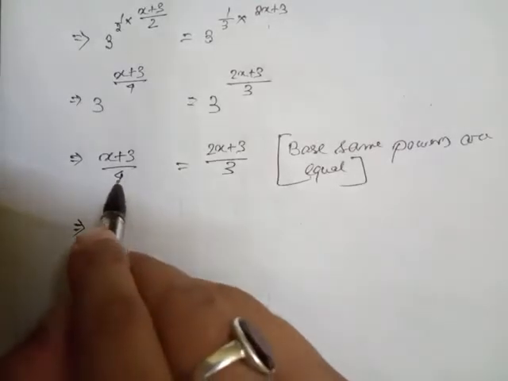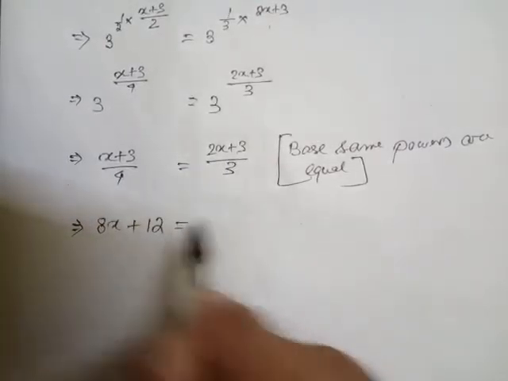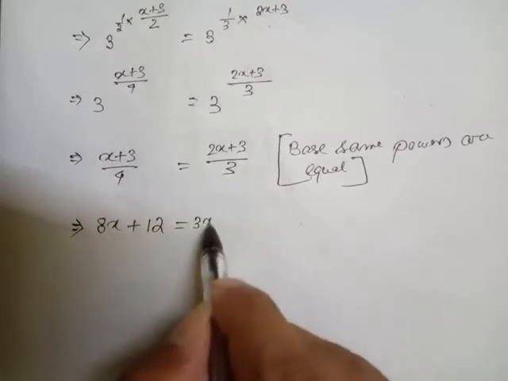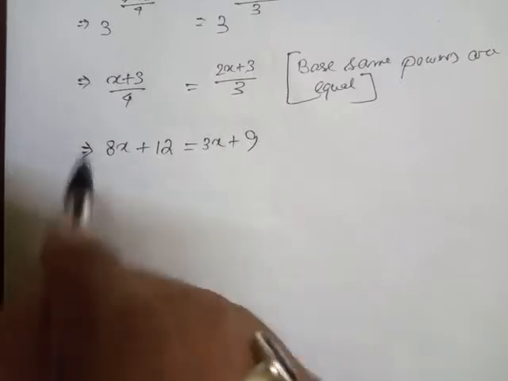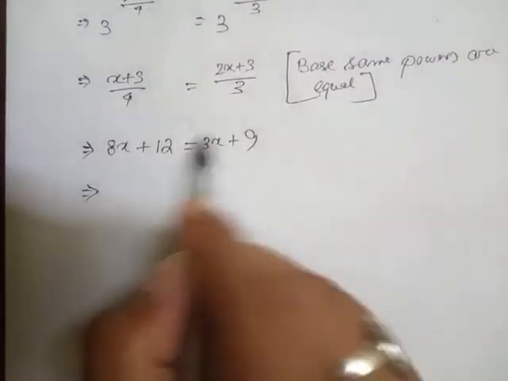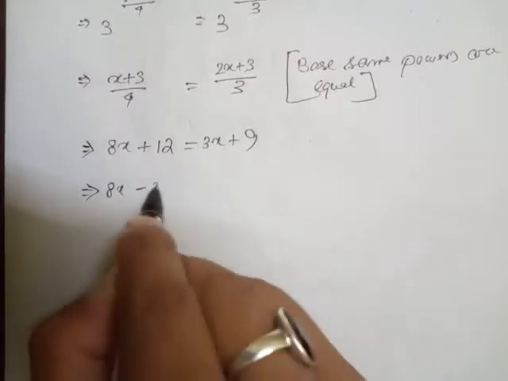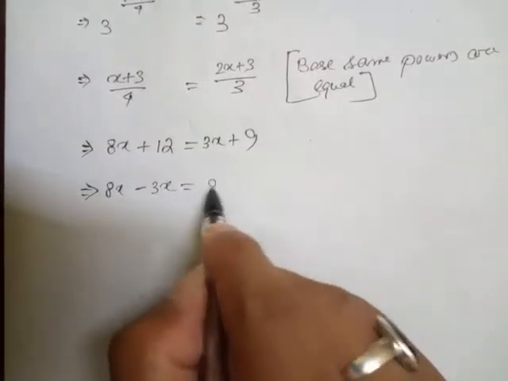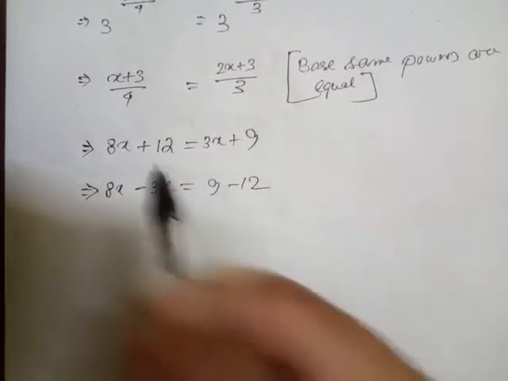So 4 into 2x is 8x, and 3 into 4 is 12. 3 into x is 3x, 3 into 3 is 9. Now look, student, after that I am just going to transfer the variable to one side. So 8x minus 3x, and there is 9 minus 12.